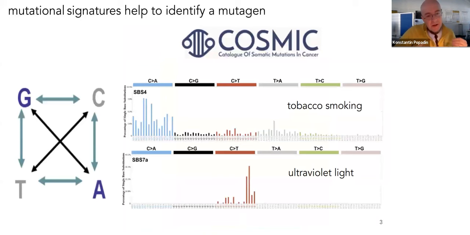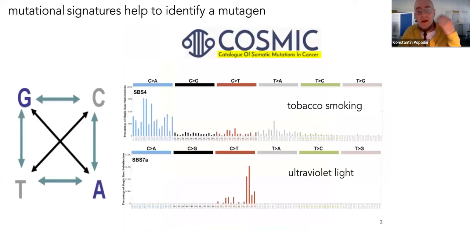But in order to deduce, exactly as in my first slide, we need to educate our computer. We have to educate ourselves: what is the signature of different mutagens? Luckily, in the cancer field, due to the huge number of empirical data, it was done already. If we go to the COSMIC database, the Catalogue of Somatic Mutations in Cancer, we can find 100 different signatures.